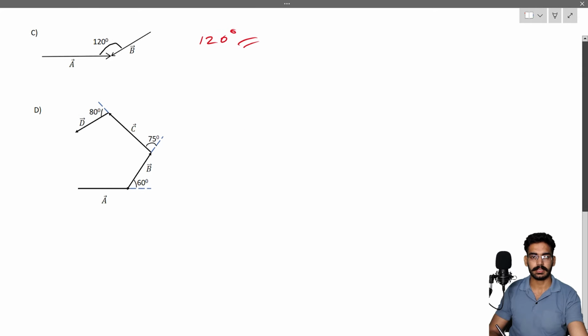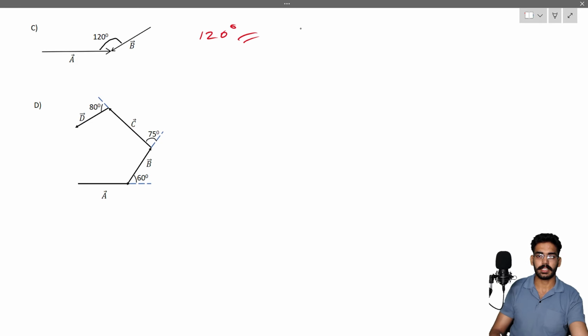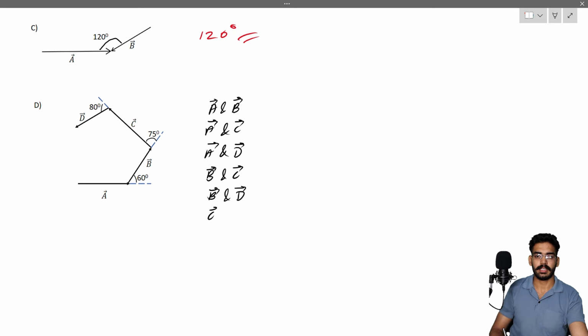Now the D part is very interesting here. People are not able to answer this instantly, but we will do it. We have to find out A to B. Let me first write down what we have to find out. So we will get A and B, A and C, A and D, then B and C, B and D, and then C and D. So 3, 3, 6. Okay, so these 6 we will answer here.